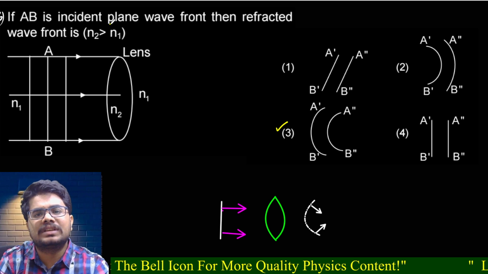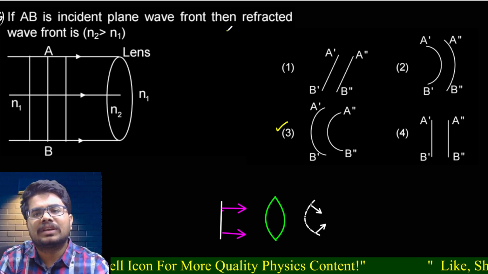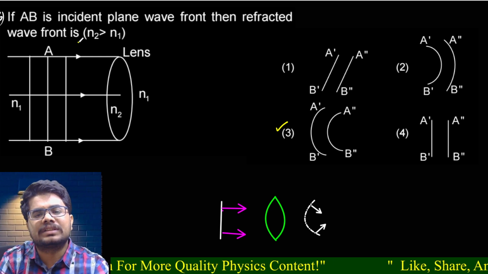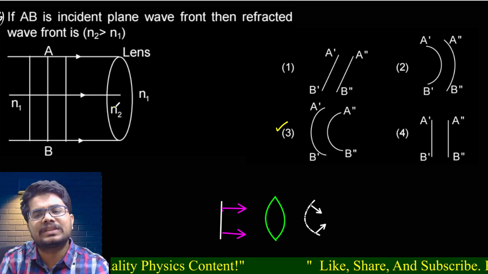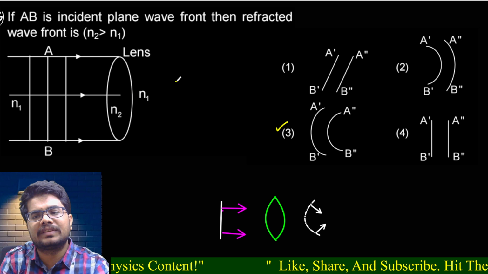If AB is the incident plane wavefront, then the refracted wavefront is, if n2 is greater than n1. Okay, the lens refractive index is more than n1. This is also exactly an NCERT exercise question. They have given some options here.